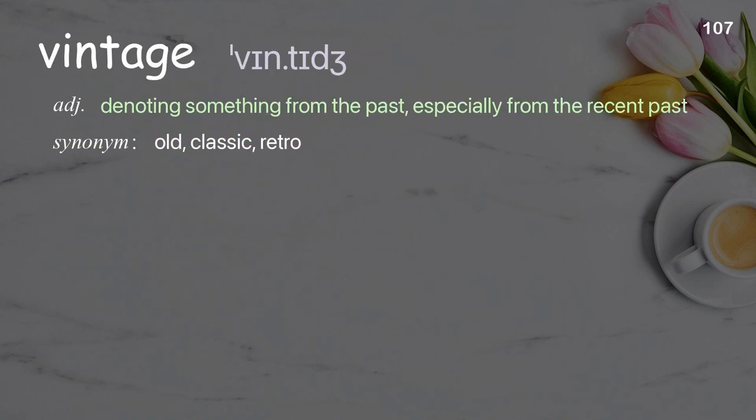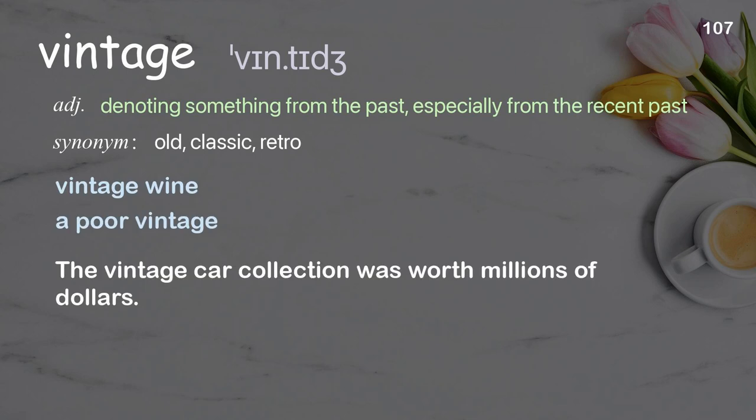Vintage. Denoting something from the past, especially from the recent past. Examples. Vintage wine. A poor vintage. The vintage car collection was worth millions of dollars.